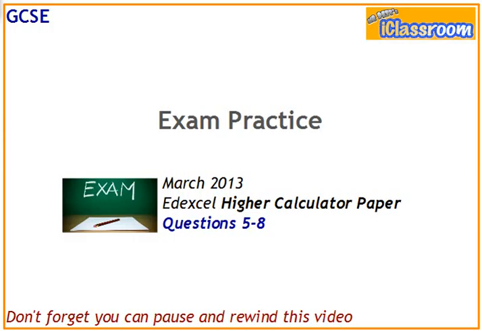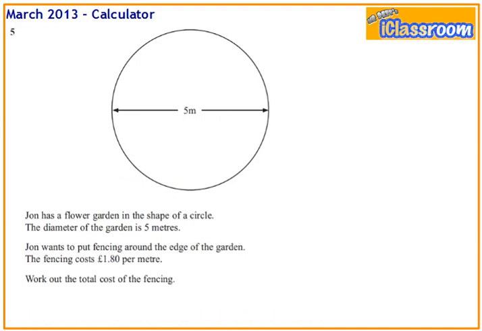So let's crack on with questions 5 through 8 of this March 2013 higher tier calculator paper. Here we're talking about John's flower garden. It's in the shape of a circle, and we're told that the diameter is 5 meters all the way across. John wants to put fencing around the garden, and the fencing costs £1.80 per metre. We need to work out the cost of the fencing.